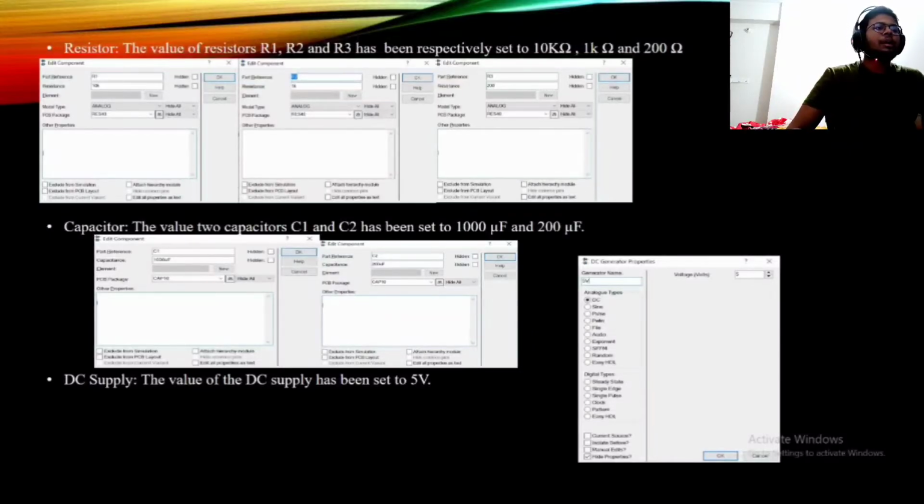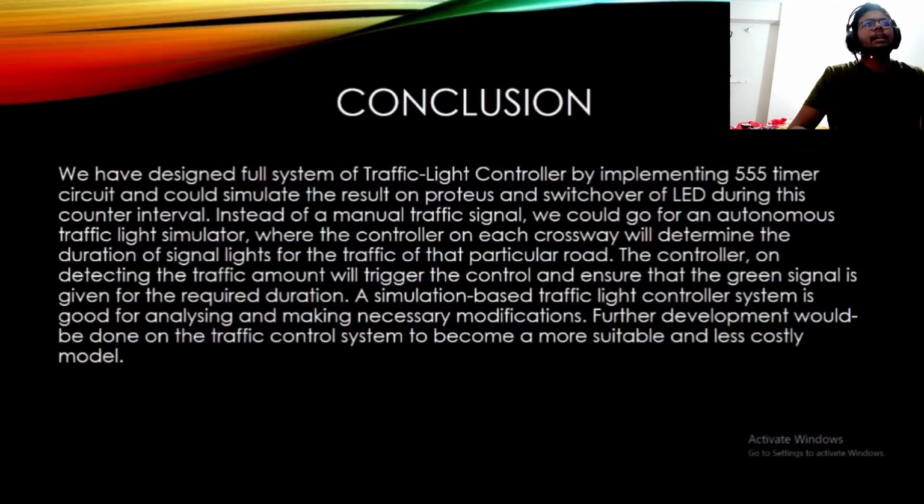Then talking about capacitors, we can see there are two capacitors, C1 and C2. C1's value is 1000 microfarad, and C2's value is 200 microfarad, and we took a 5 volt DC generator as the source for our circuit. So going to the next slide, it's all about the conclusion.